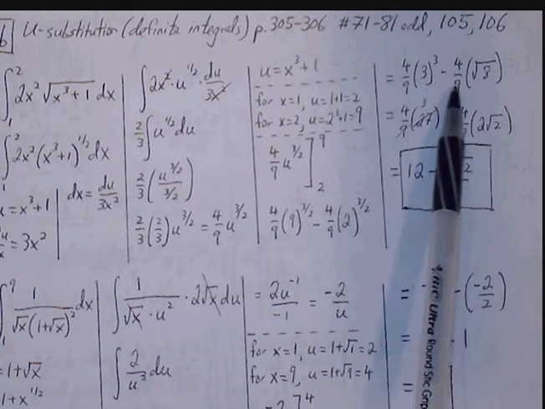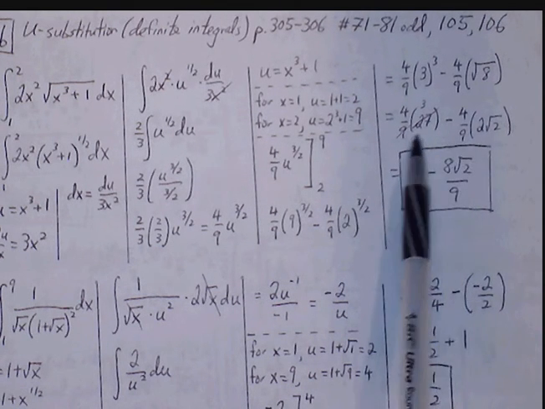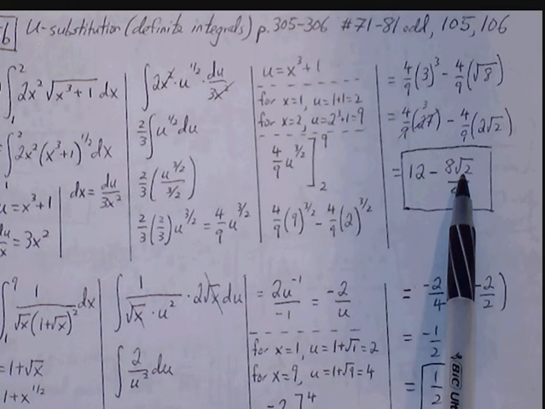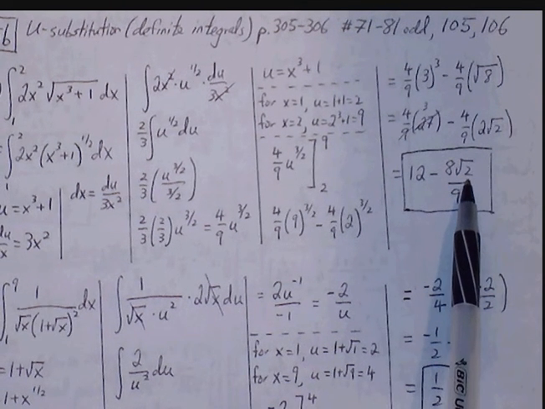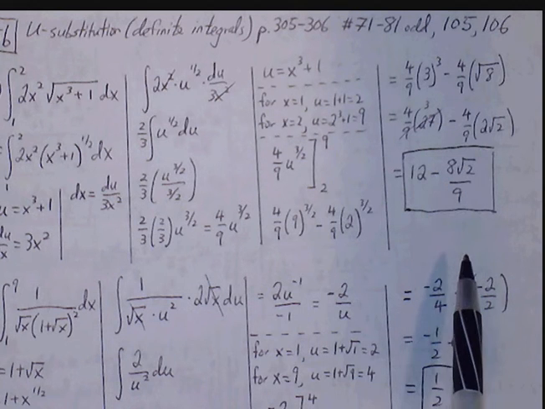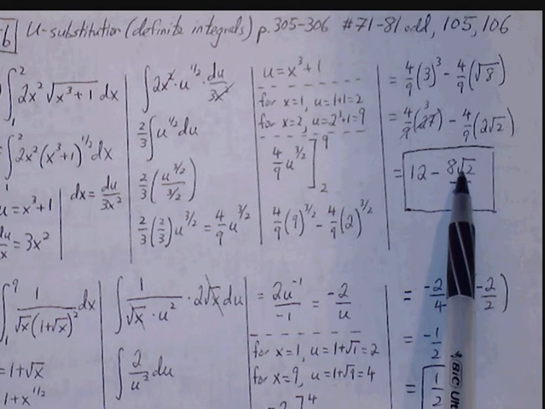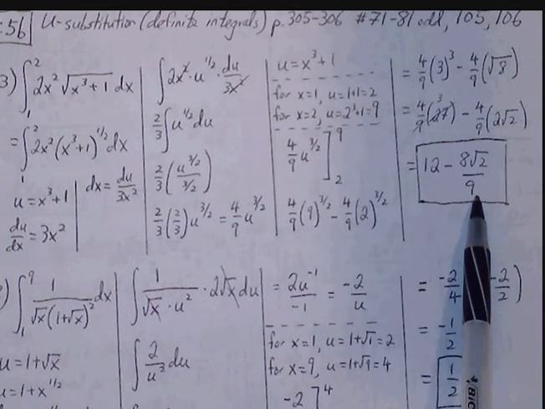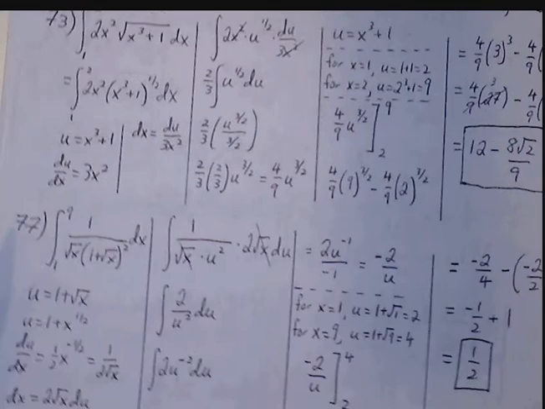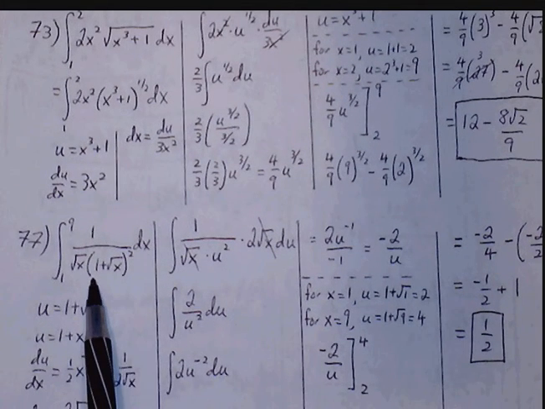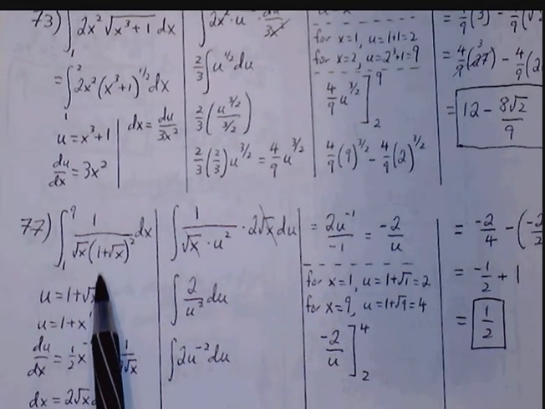Okay. Simplify here. 9 to the 3/2 becomes 27. 2 to the 3/2 is really 2 cubed, which is 8. Square root of 8 is 2 root 2. So we can simplify up to a certain point, but to produce our answer in terms of exact value, we have to leave it as root 2. So 12 minus 8 root 2 over 9 is our definite integral.